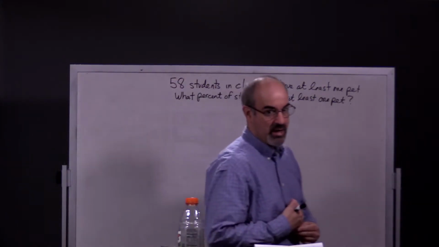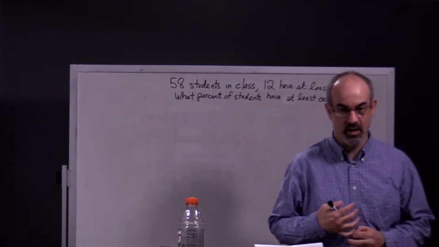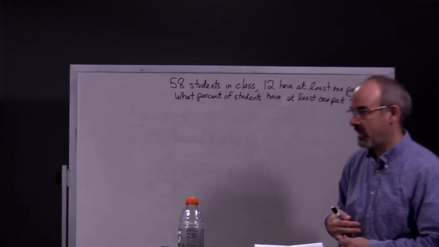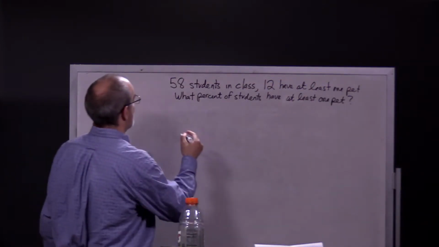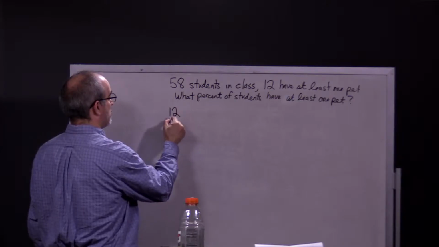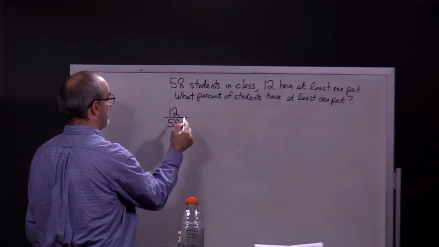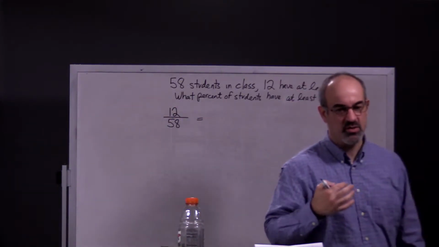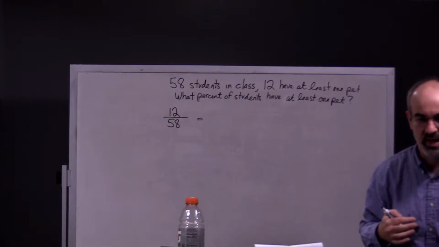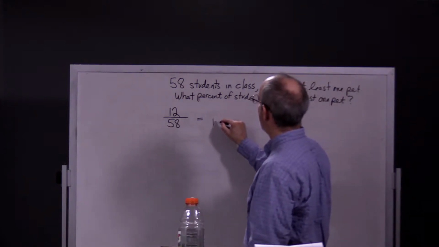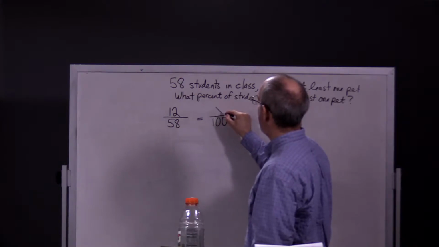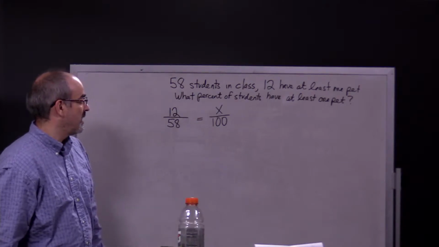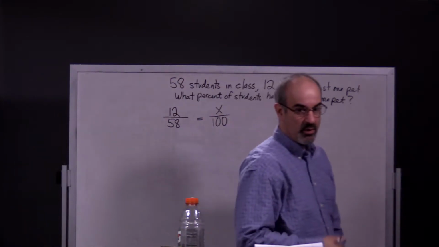This is sort of why we talked about proportion, because one way you can figure out the answer to this is by doing a proportion where one of the fractions has a denominator of 100. So I have 12 students with pets out of total of 58 students. I just asked how many students would have pets if I had exactly 100 students. I don't know. So I put an X there. The answer to this is what we're going to get when we solve this proportion.